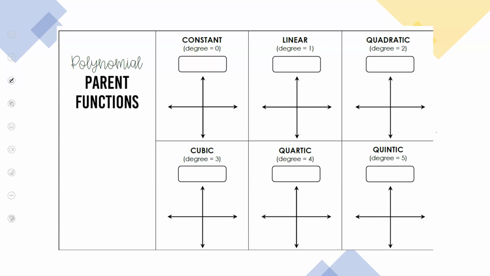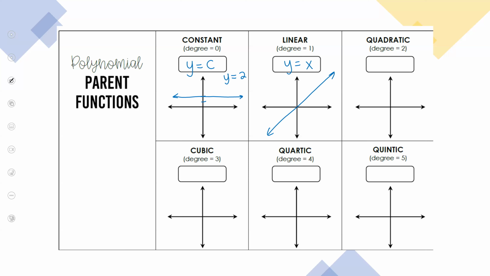Now let's talk about parent functions. A constant is y equals some number. I'll just put c. Can someone give me an example of a number? 2. So y equals 2, you just go to 2 on the y-axis and draw a line through it. That's an example of a constant function. Here is an example of a linear function. Actually, we're doing the parent function. This is y equals x. It's just a diagonal line going right through the origin.